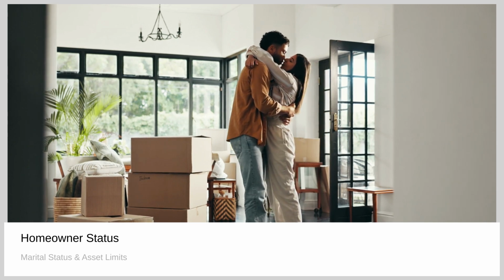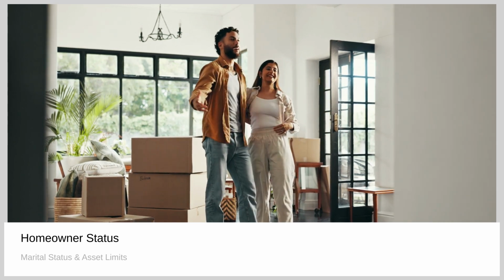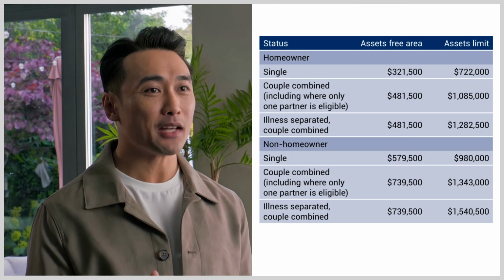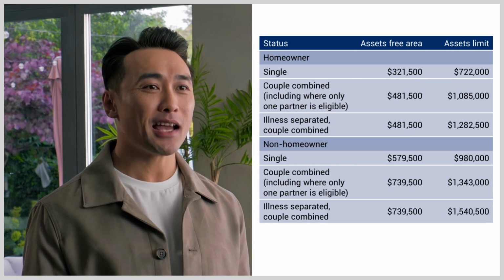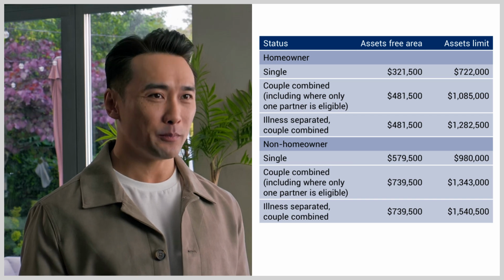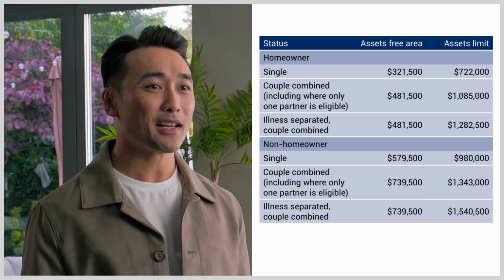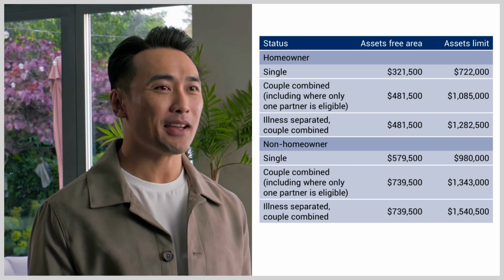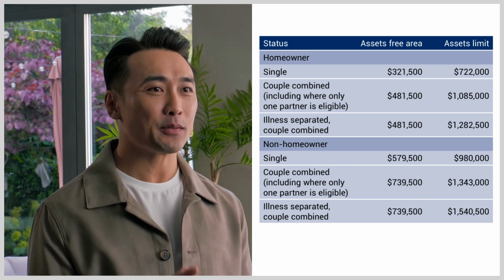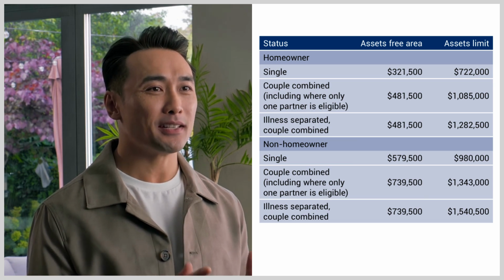Before we go further, let's pause for a moment and look at something important. On the screen now is the asset limits table from page 49 of the A Guide to Australian Government Payments. You'll notice the table is separated into two main groups. The first group is for homeowners. The second group is for non-homeowners. Then within each of those groups, the table is divided again into three categories: single, couple combined, illness separated.